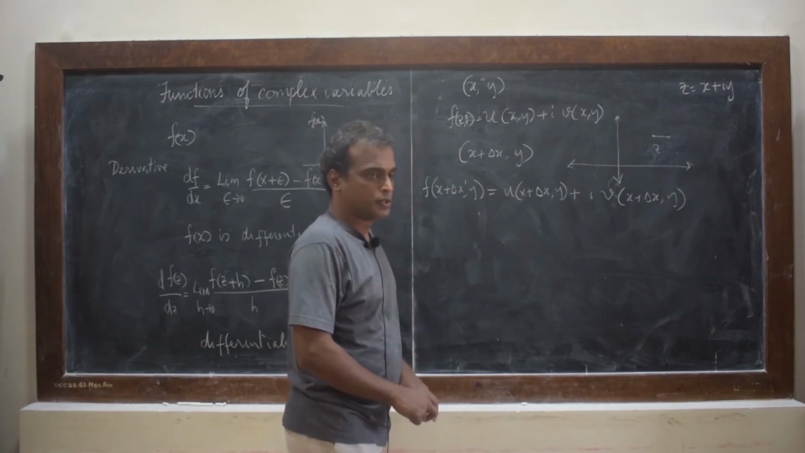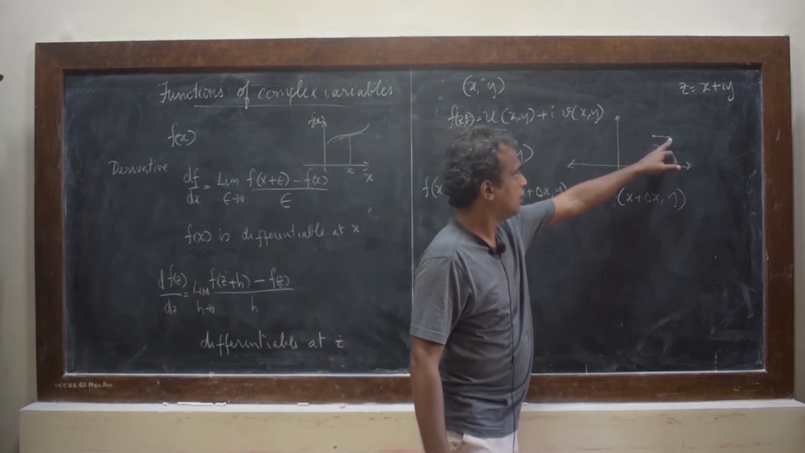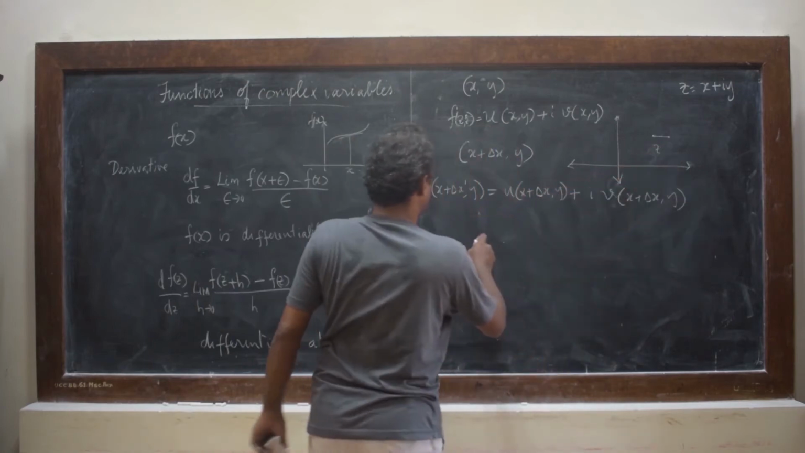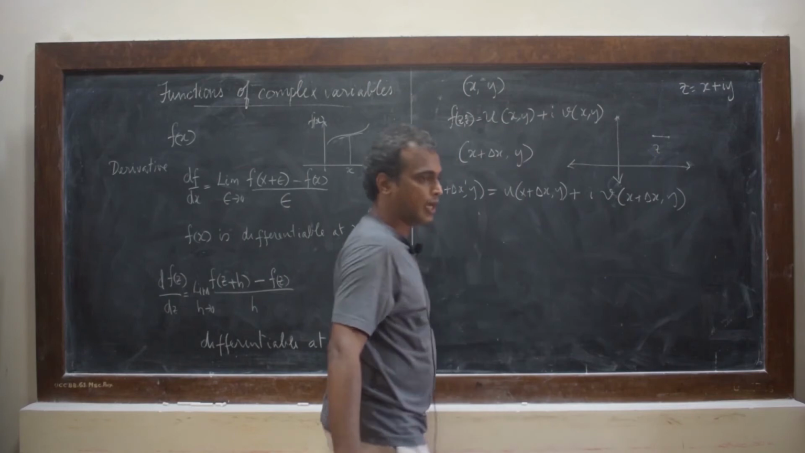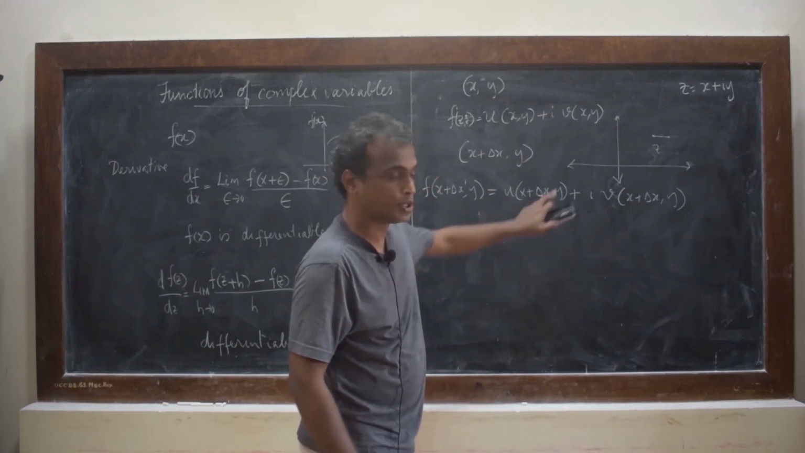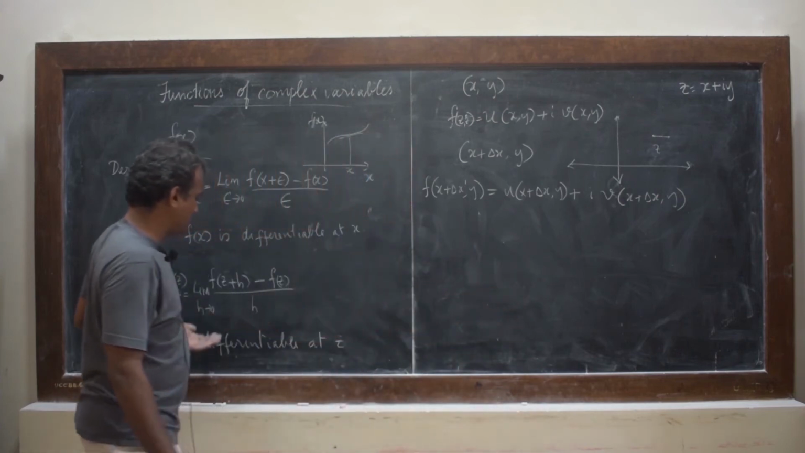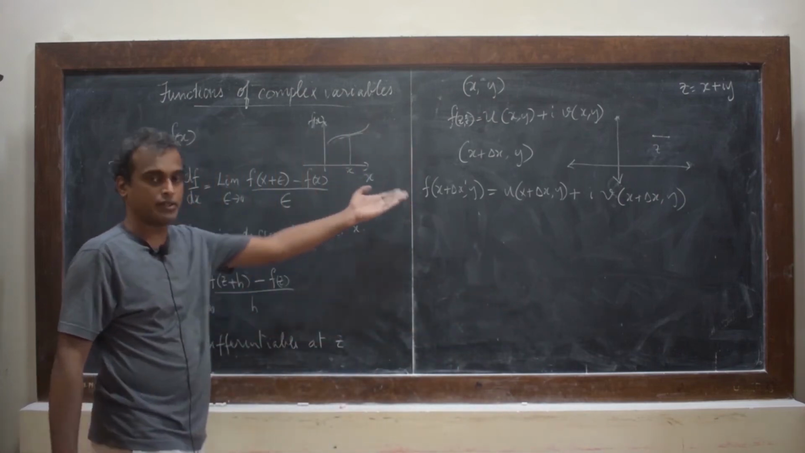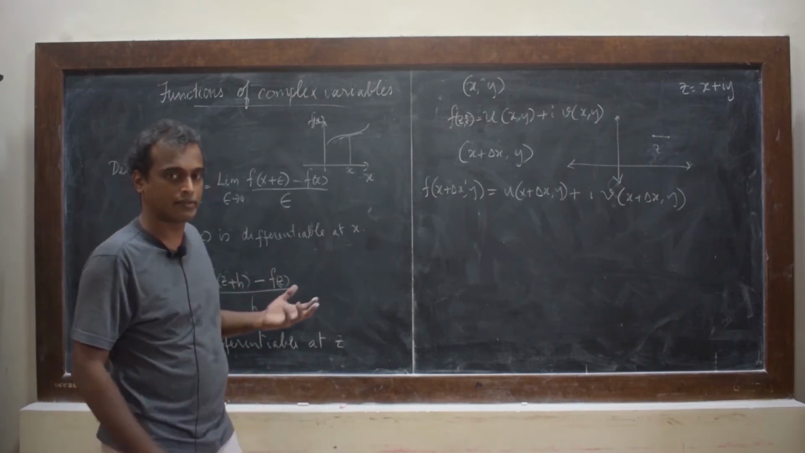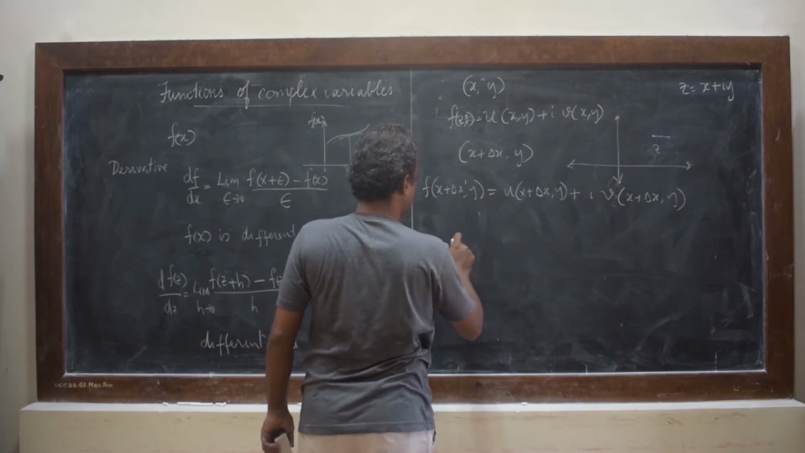Now, we can use the definition of derivative by considering these 2 points and taking the limit delta x to 0. If I do that, as per our definition of differentiable function, if the function were differentiable, I should get a certain derivative at the point z. So, let us consider that.